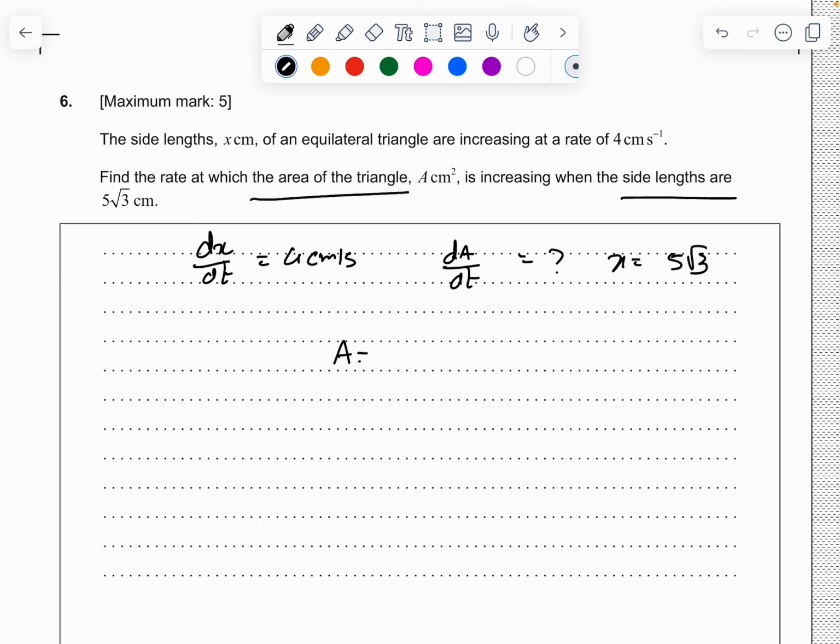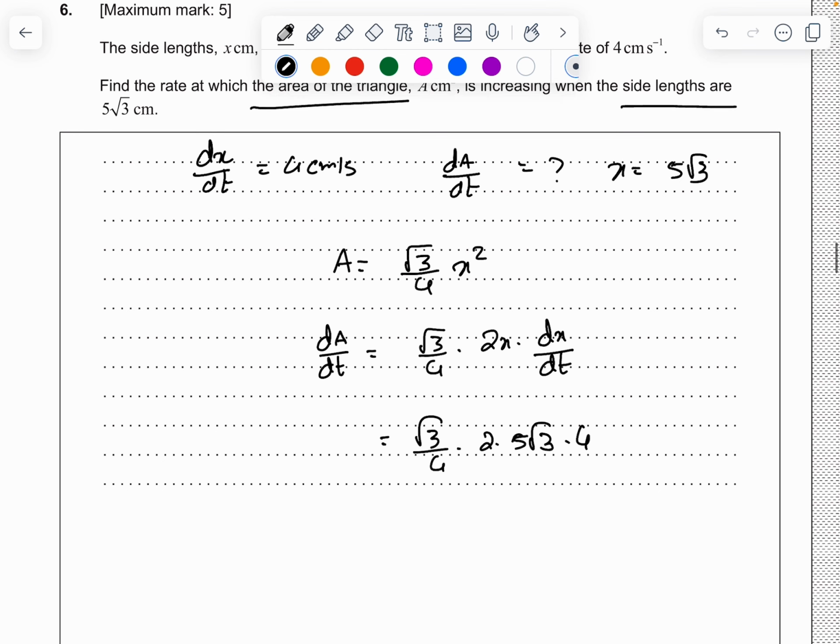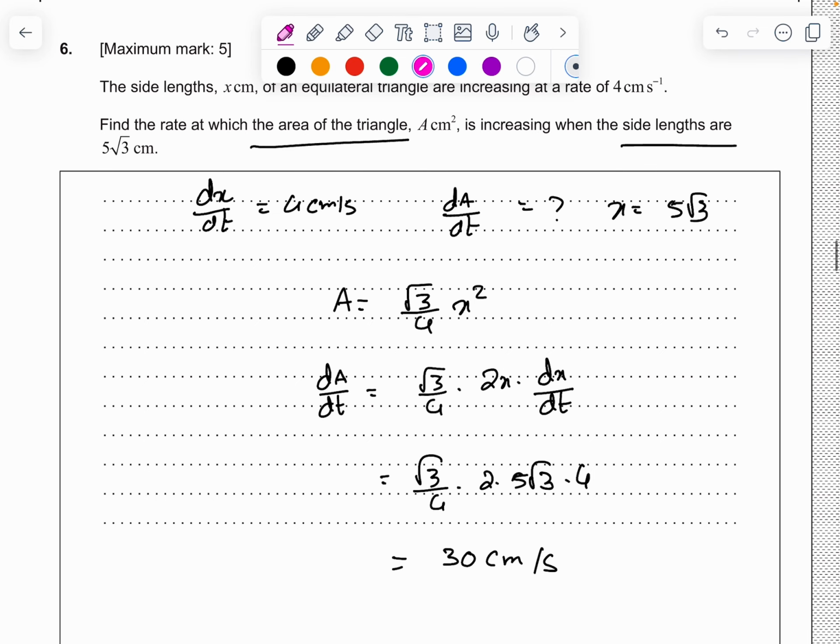So the area of an equilateral triangle, you should be memorizing, is root 3 by 4 x squared. So dA by dt will become root 3 upon 4. The derivative of x squared is 2x, and the derivative of x is dx upon dt. So root 3 upon 4 times 2 times 5 root 3 times dx upon dt, which is 4. Simplify that, you should be getting 30 centimeters per second. And how many marks is that? 5 marks.